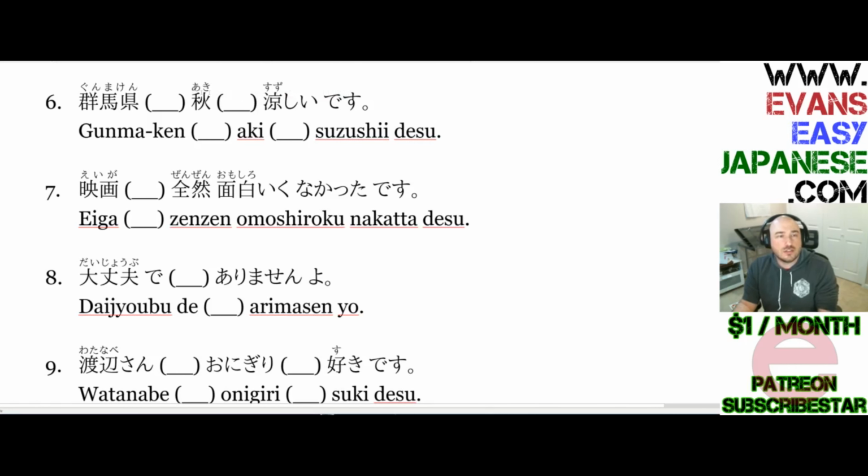But we could also make both of them wa, and I'm gonna freak out a bunch of people. But if I say the sentence correctly, even native speakers will agree that it works. Gunma ken wa aki wa suzushi desu, and that would be more like, oh, Gunma ken, well, the falls are cool, as opposed to maybe the springs, maybe the springs are warm, and you assume that they're both right. Honestly, both of these could be wa, and both of these could be ga. But the sentence that I wanted to get out of you was Gunma wa aki ga suzushi desu. Gunma, the falls are cool.